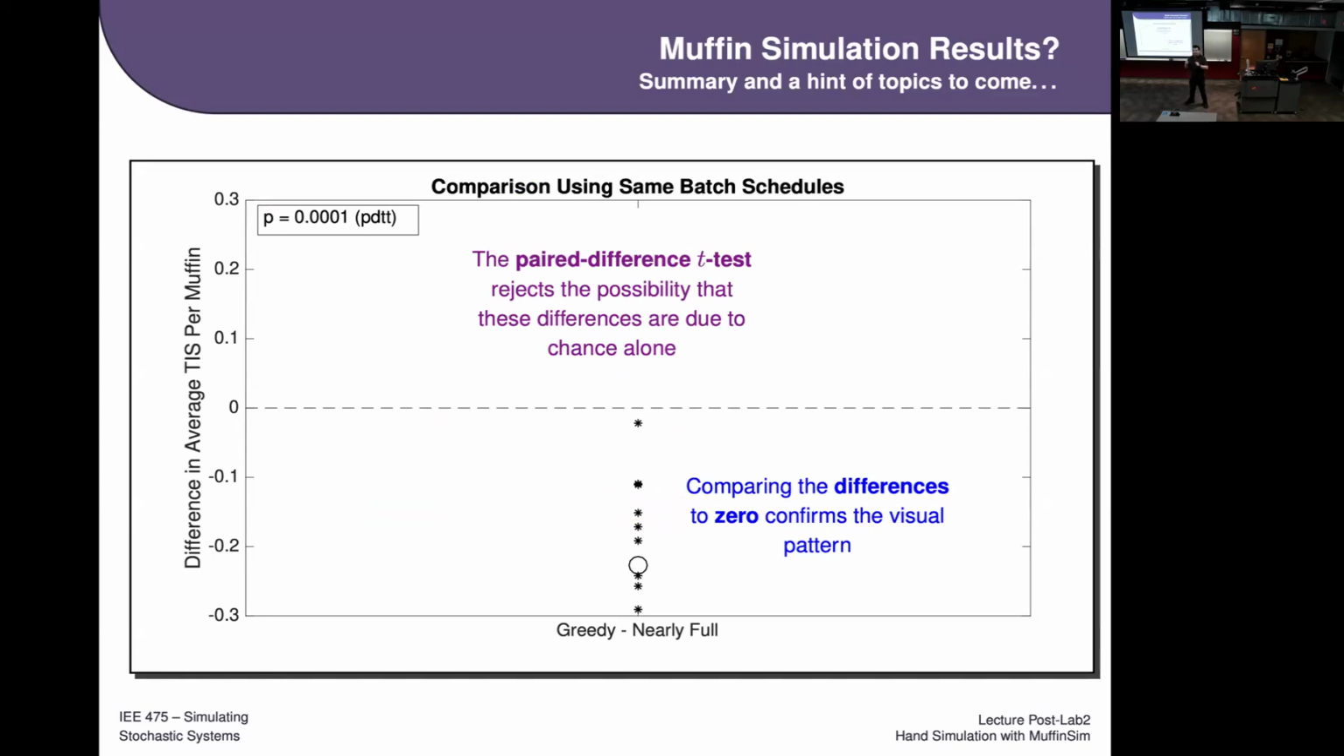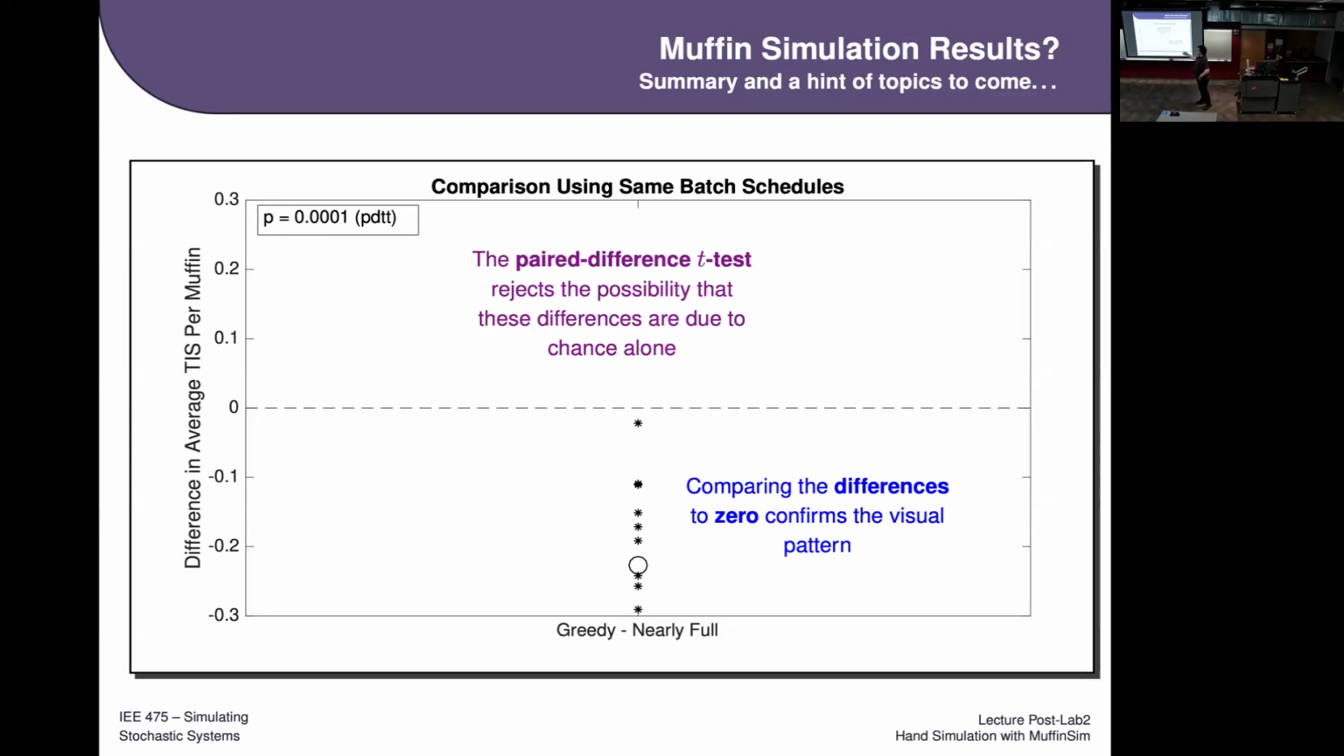That is all a paired difference t-test is: it takes your statistical blocks, subtracts the differences, and then compares the differences to zero. And here, it's clear that this whole population has a mean which, with 95% certainty, does not include zero. So the confidence interval of this mean does not include zero, and it's negative. So this tells us that there likely is a strong effect of greedy versus nearly full. In this case, greedy minus nearly full is negative, so greedy is generally smaller than nearly full.